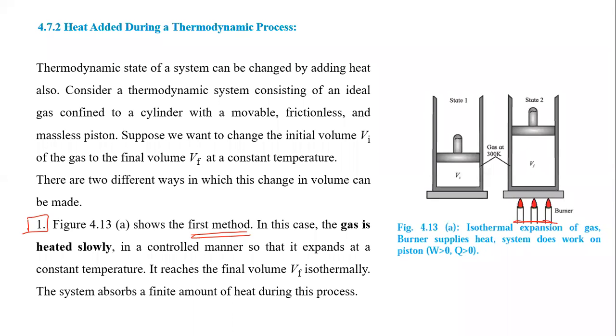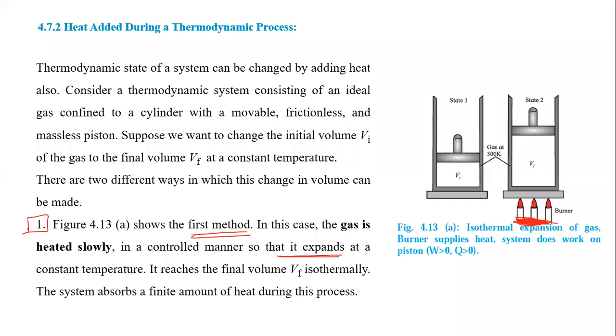We already discussed previously also, when a gas expands, it cools. When gas is compressed, its temperature increases. So here we are heating gas very slowly so that it expands at constant temperature. When it expands, temperature starts decreasing. You know that we are heating it very slowly.